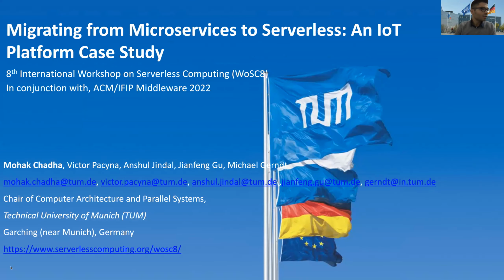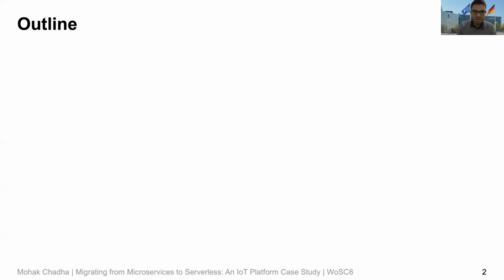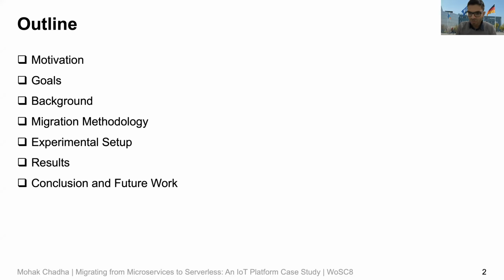Perfect. Okay, great. So welcome, everyone. My name is Mohak Chadha. I'm a third-year PhD student at the Chair of Computer Architecture and Parallel Systems at the Technical University of Munich. And this is my WoSC 2022 presentation. The presentation is structured as follows. First, I will talk about the motivation behind the work, goals of the work, then some background information, followed by a migration methodology, experimental setup, results, and finally conclusion and future work.